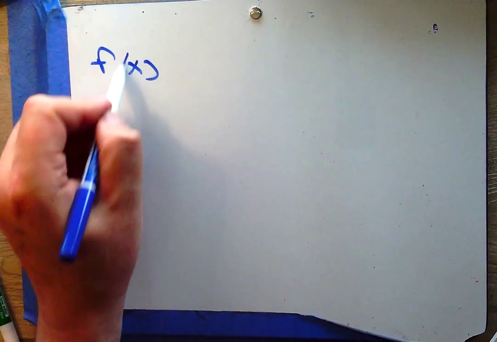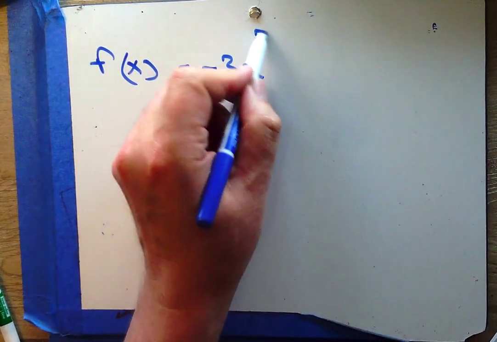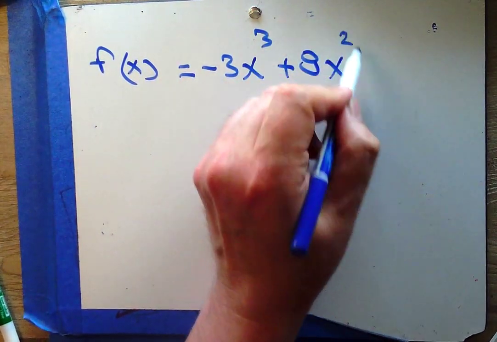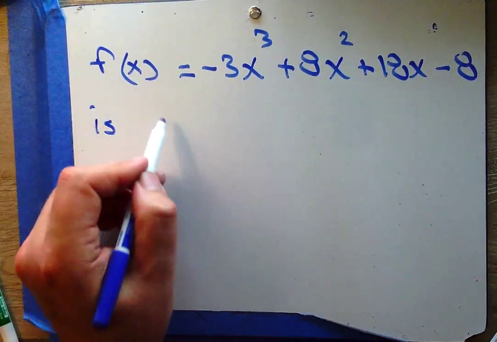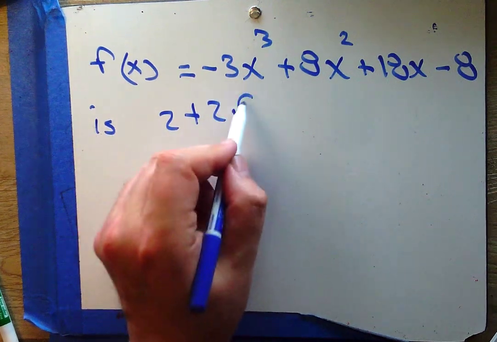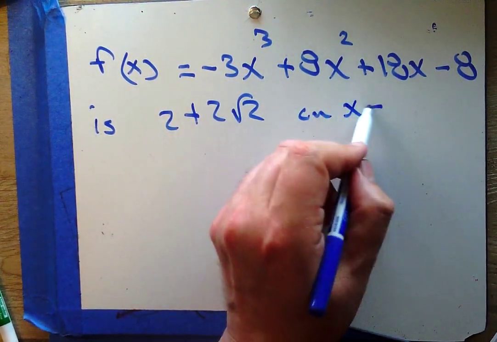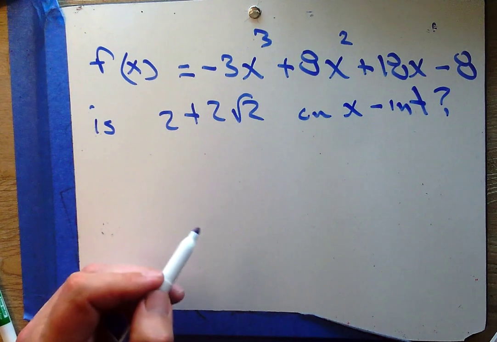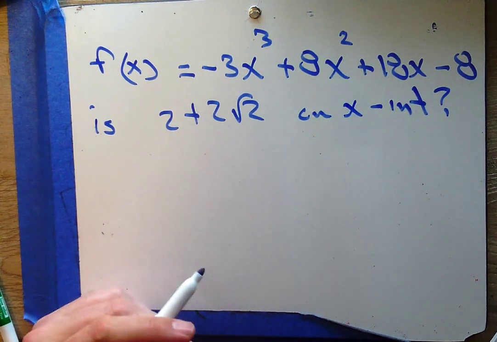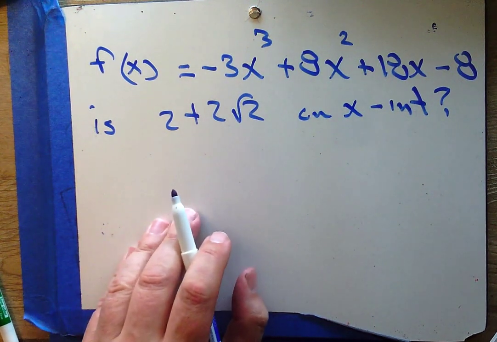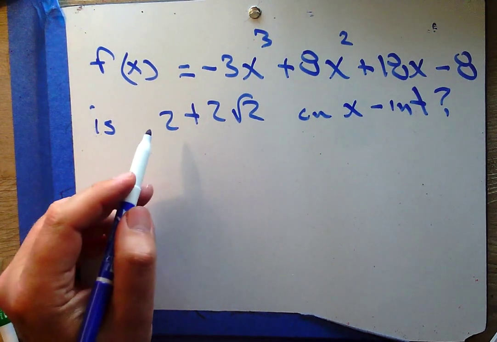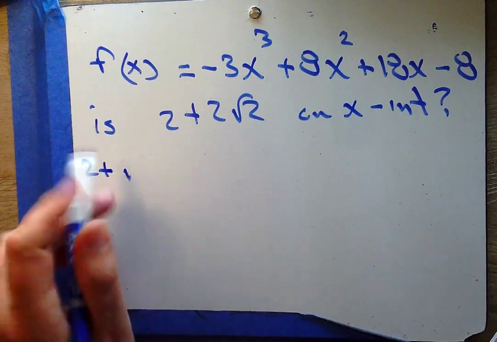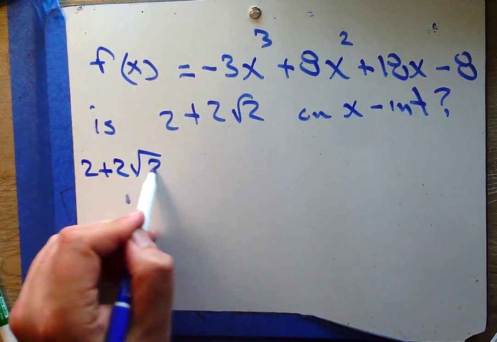What about this one? What if f of x is negative 3x to the third plus 8x squared plus 18x minus 8; is 2 plus 2 root 2 an x-intercept? Mr. Google, you're the devil. Maybe, sometimes. Or just the mischievous math sprite. Okay, so, yeah, I know you're not even gonna try. But really, you should pause it and give it a try.